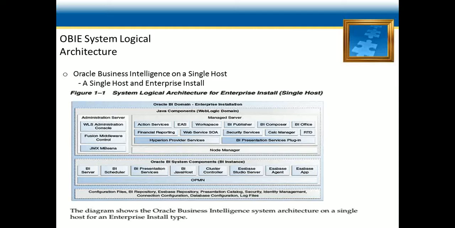Next I'll be explaining the OBI system logical architecture. The OBI system logical architecture depends on this diagram: Oracle Business Intelligence on a single host and enterprise install. First of all, you need to know the OBI installation types. From that you can judge the logical architecture.